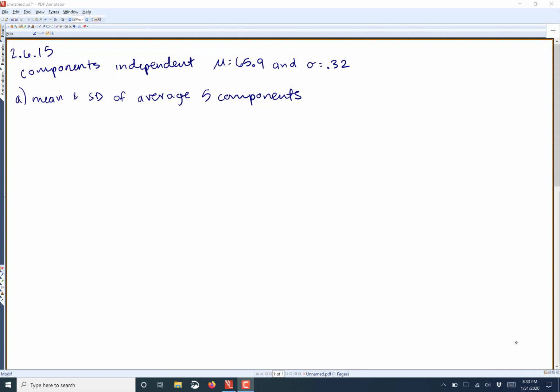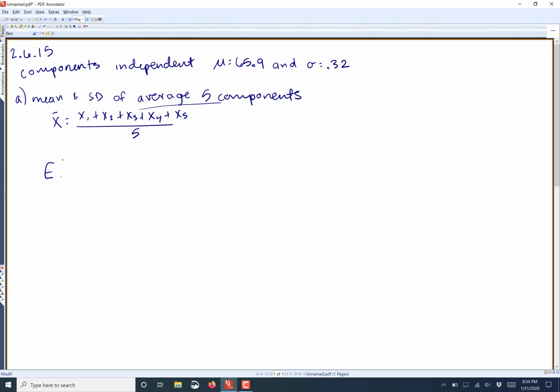And I could do this lots of times. Like I could take 5 components, take the average, take 5 components, take the average. If I do that many, many times, I would get a data set. So now let's find the mean and standard deviation of that data set of averages. So what we're looking for is a new random variable, which we'll call x bar, and that will just be equal to x1 plus x2 plus x3 plus x4 plus x5 over 5.